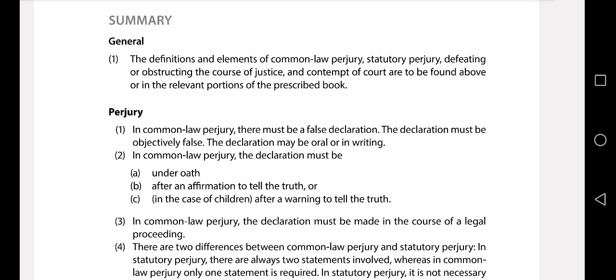General. The definitions and elements of common law perjury, statutory perjury, defeating or obstructing the course of justice and contempt of court are to be found above or in the relevant portions of the prescribed books.